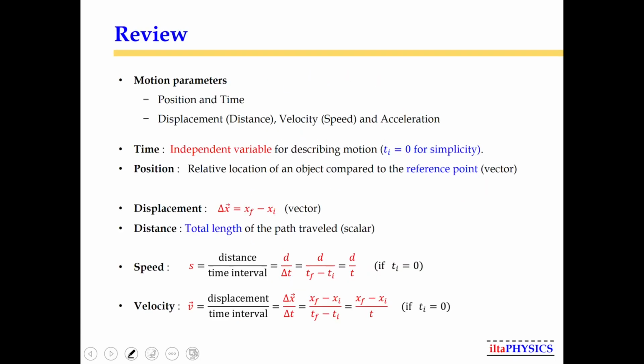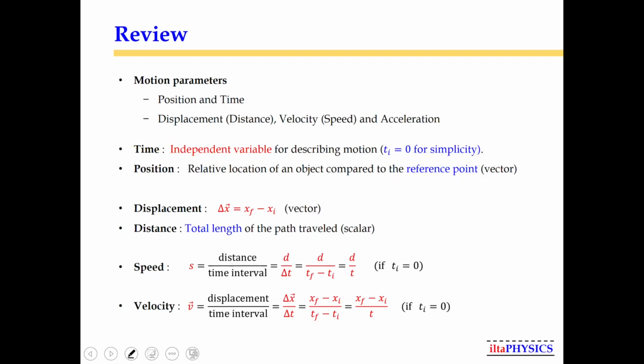In our last lecture, we talked about the 5 parameters that can describe motion quantitatively. These are the kinematic variables. They are position, time, displacement, velocity, and acceleration. Let's recall them one by one quickly. Time is treated as an independent parameter of motion, and for convenience, we usually set the initial time to 0.